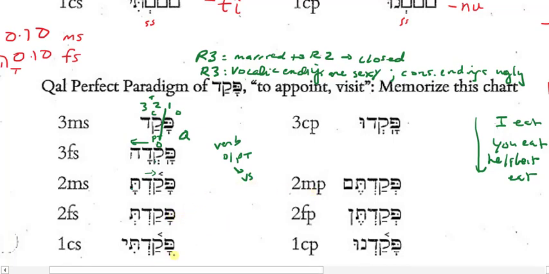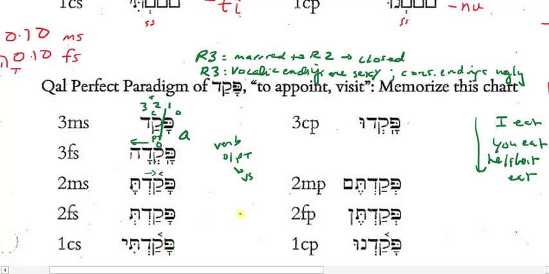All right. And then if I want to say I appointed or visited, I'm going to add the ending ti. Now ti is a consonantal ending. So the dalet is not going to stop closing the syllable. It's not going to move over. It's going to just stay with root 2. So I'll get a silent shava there as well. So that's pakadti. Say that, pakadti.